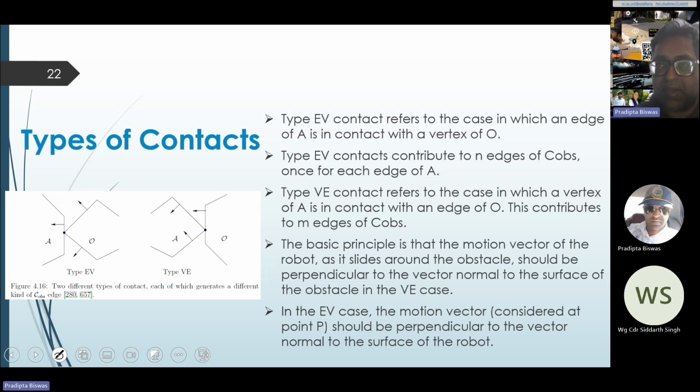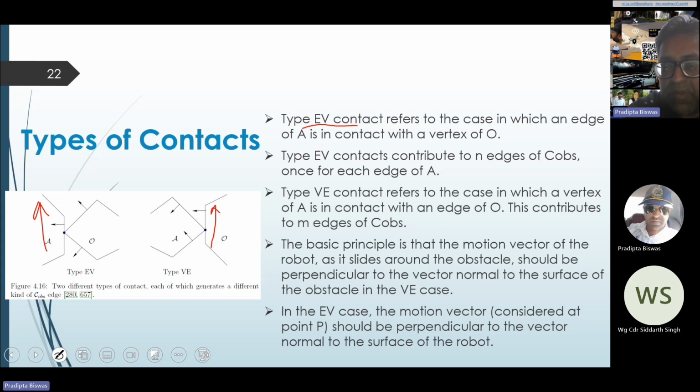So we will define two types of contact between the robot and the obstacle. One is the EV, where we are dragging the robot across the robot's edge. So we are giving priority to the robot. When we are dragging the robot across its edge, we will call it EV type of contact. And when we are dragging the robot vertices across the edge of the obstacle, we will term this V contact. V stands for vertex, E for edge, and the first letter denotes the robot. That's why EV means I am dragging the robot across its edge, and V means I am dragging the robot across its vertices along the edge of the obstacle.